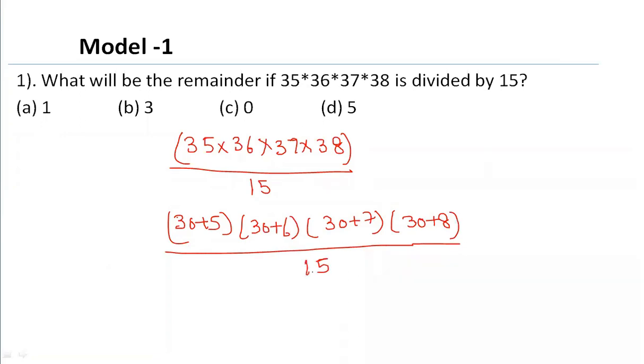Divided by 15. 35 we can write as 30 plus 5, 36 as 30 plus 6, 37 as 30 plus 7, and 38 as 30 plus 8. So we have to divide it by 15 to answer the question. Done. So I can take 30 common and write it as 5, 6, 7, 8 divided by 15.